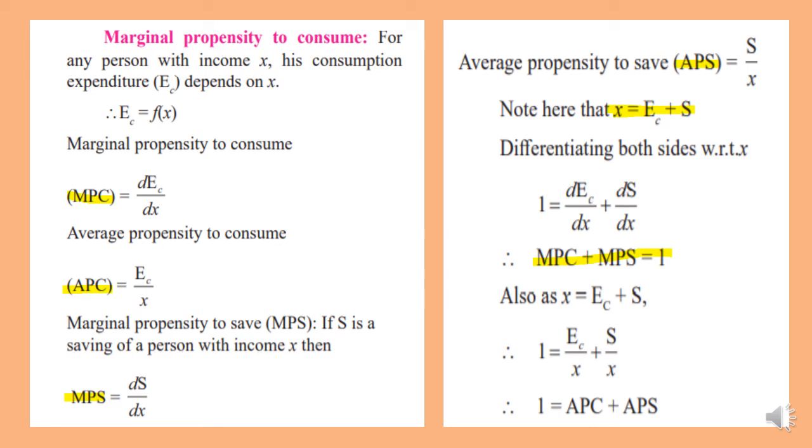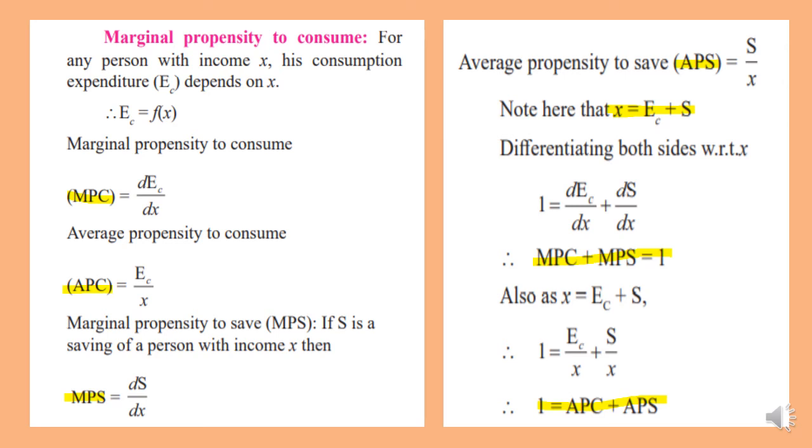Also, as x is equal to EC plus S, when we divide each term by x, we get 1 on the LHS. So 1 is equal to EC upon x plus S upon x. Now EC upon x is nothing but APC and S upon x is nothing but APS. So we say that 1 is equal to APC plus APS.